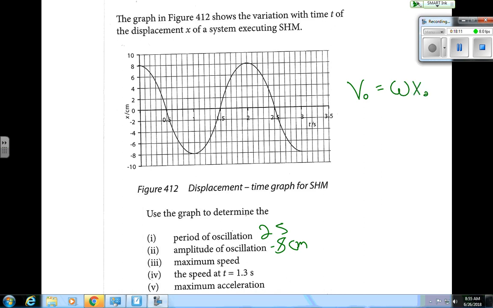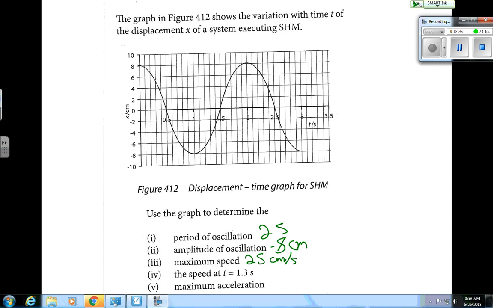And in order to get omega, you got to remember that omega is 2 pi over T times the maximum displacement. It'll give us maximum velocity. We just found T earlier. Pi is a constant. That should be easy. When you do that math, you should get something like 25 centimeters per second.